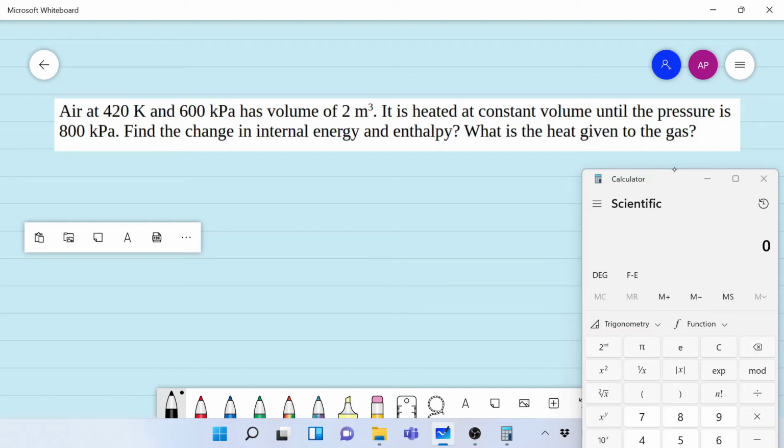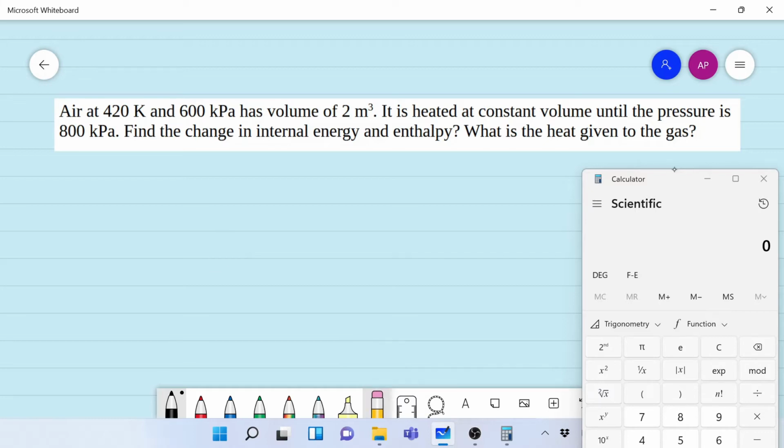So the problem is here: air at 420 Kelvin and 600 kilopascal has a volume of 2 m³. It is heated at constant volume until the pressure is 800 kilopascals. Find the change in internal energy and enthalpy. What is the heat given to the gas? We will also find out what is the work done. So let's start.